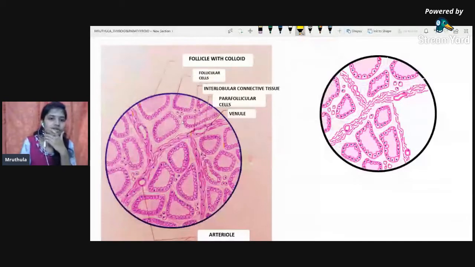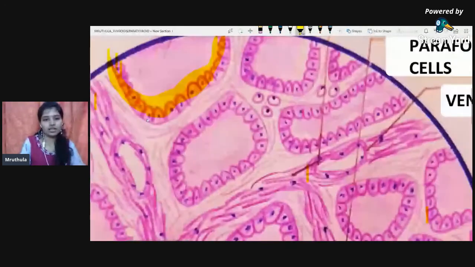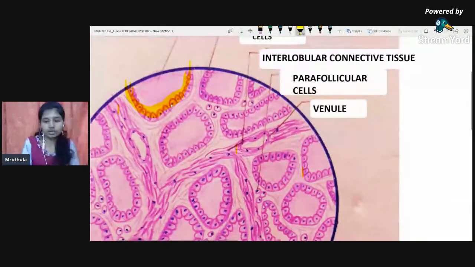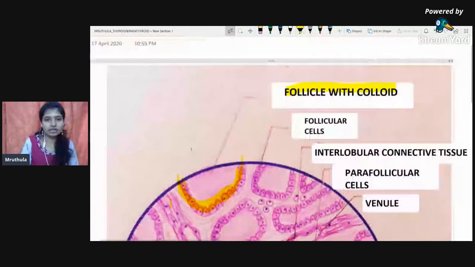So here I've marked the follicular cells and the follicle with colloid. Colloid is actually a material within the follicle, okay? So when you take a cross section or cut section, this becomes a structure with different shapes, but basically the follicles are spherical in shape, okay? Now let us describe the parts of this histology, right? So what are you seeing here?